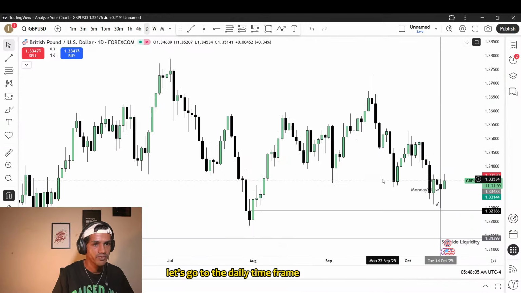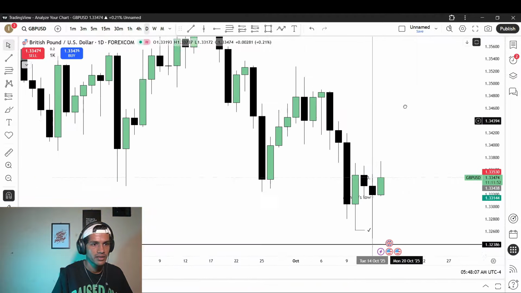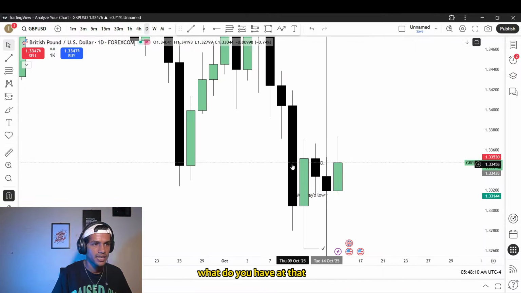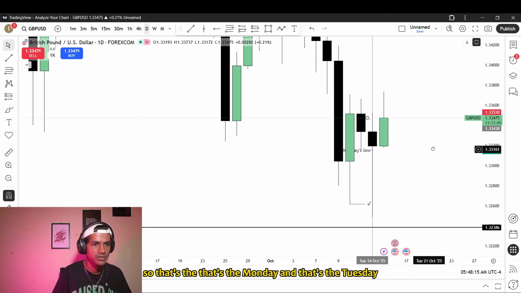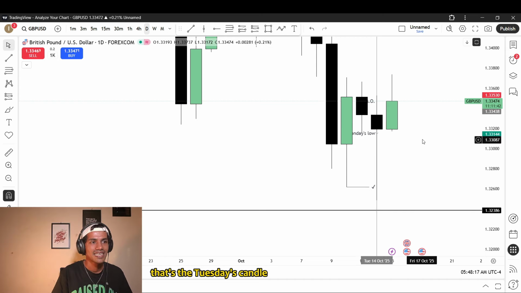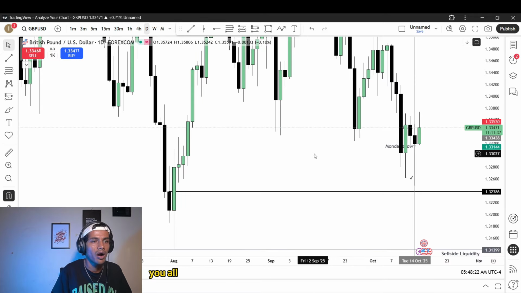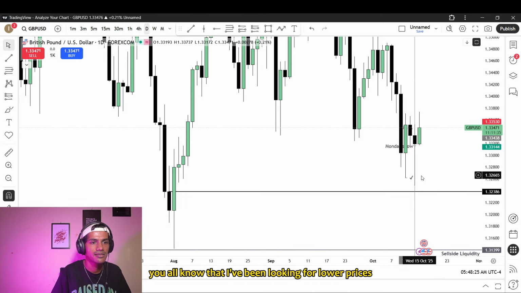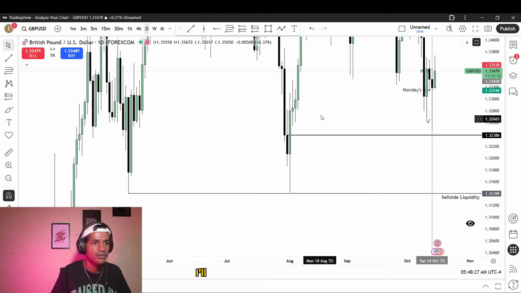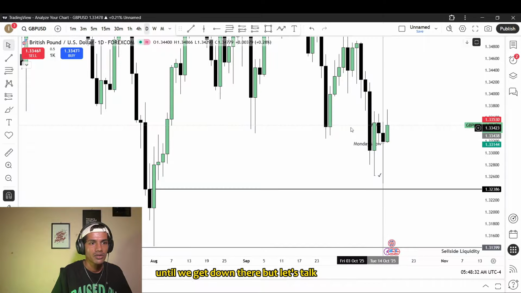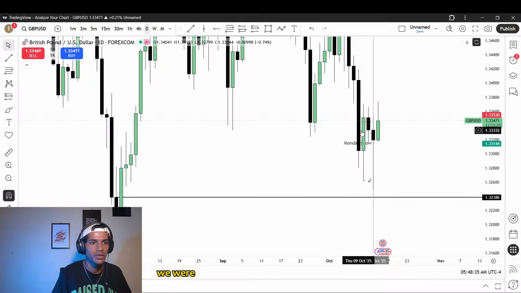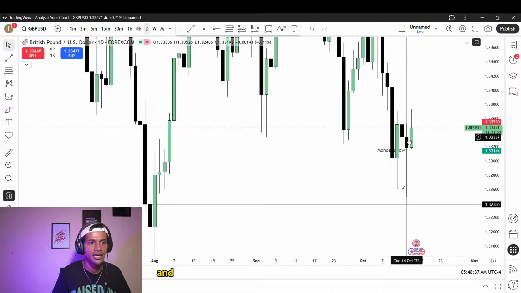Let's go to the daily time frame and let's see what we have as that day. So that's the Monday and that's the Tuesday. That's the Tuesday candle on the daily time frame. On the daily time frame on GBPUSD, you all know that I've been looking for lower prices, and I'll be looking for lower prices until we get down there. But let's talk about why I thought we were not gonna take a retracement that day and we'd go down, right?